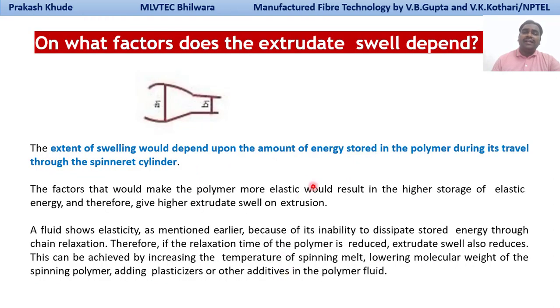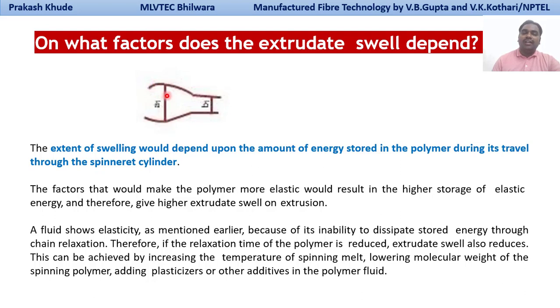What are the factors that affect the extrudate swell? The extent of swelling: if this is the diameter of the polymeric fluid in the orifice, or we can say in the spinneret, call it D1, and when it comes out of the spinneret, it bulges out.